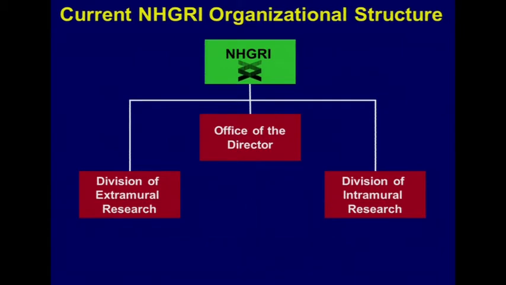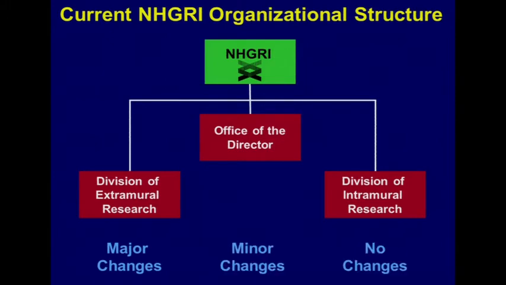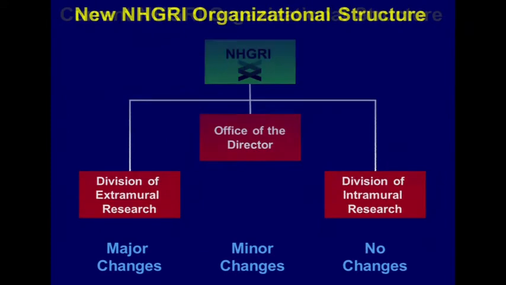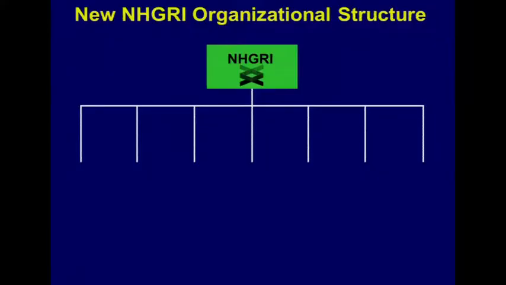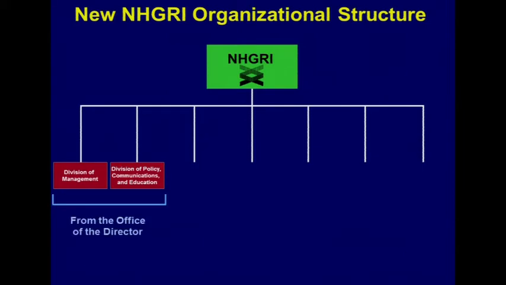So my plans for reorganizing NHGRI aimed at making major changes to our extramural research program, some minor changes to the components of the Office of the Director, and essentially no changes to our intramural research program. Now, the new organizational structure for NHGRI, which takes effect on October 1, will grow the number of divisions within the Institute from the current 2 to a set of 7. Specifically, the Office of Administrative Management will be elevated to division status and be called the Division of Management. Similarly, the Office of Policy, Communications, and Education will be elevated to become the Division of Policy, Communications, and Education. Those two new divisions will thus form from elements previously in the Office of the Director.